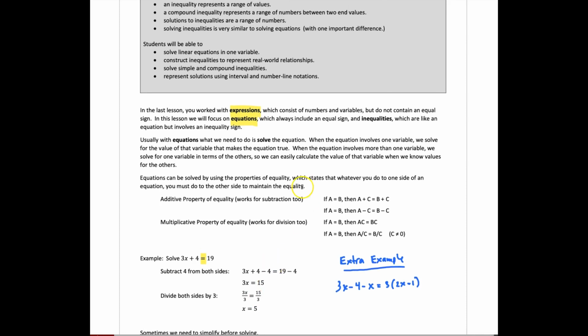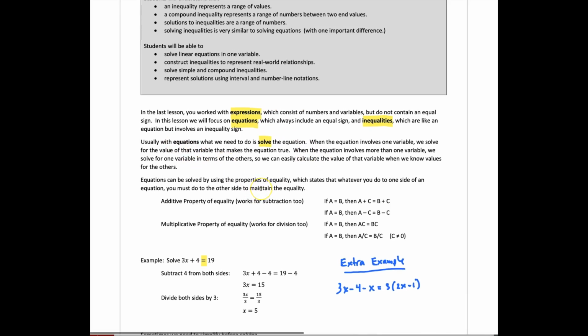I'm going to do an extra example here, but you can see one basic example from solving equations here, where we look at operations. Later on, we'll look at inequalities when it has inequality symbols. And again, usually with equations, we need to solve the equation. So important language as we go ahead.